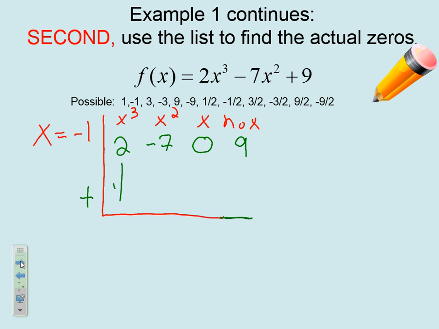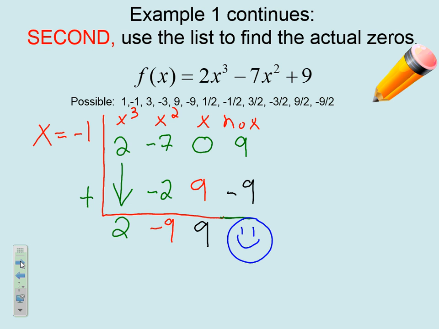Plus that first one, make sure we drop it. So we get 2. Negative 1 times 2 is negative 2. Here I'm going to get negative 9. Negative 9 times negative 1 is 9. 9 plus 0 is 9. 9 times negative 1 is negative 9. And lucky us, we end in 0, which is what we want. That makes us happy. To find a zero, we have to end our last part here. There can't be a remainder. It has to be 0.